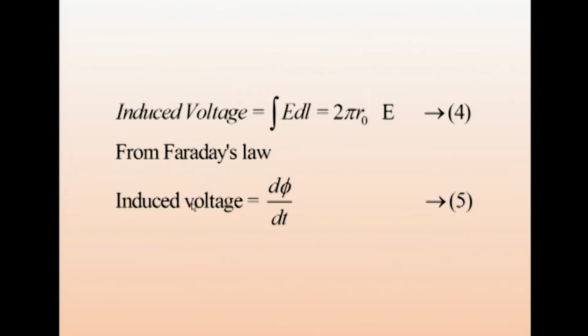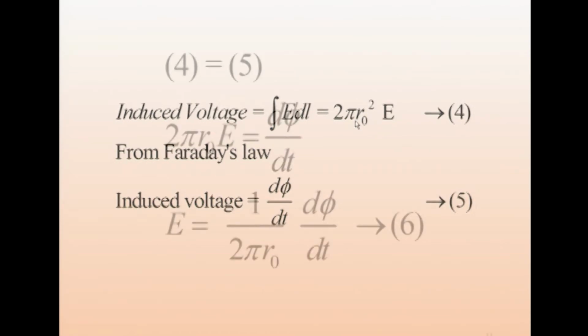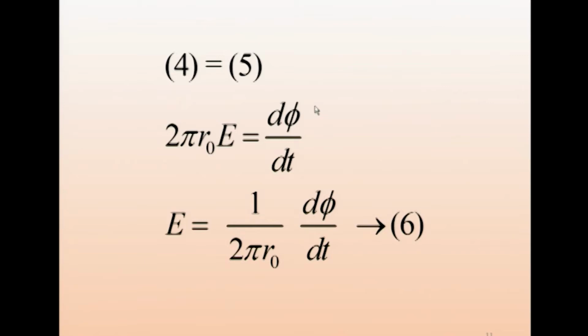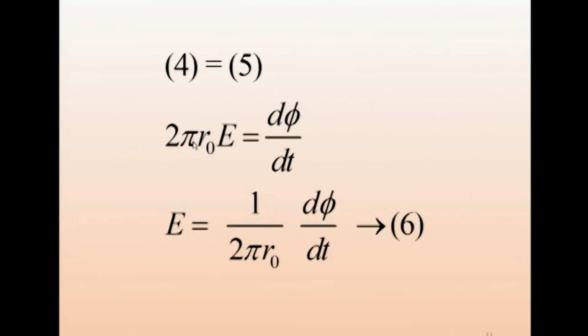From Faraday's law, induced voltage equal to d phi by dt. That is Faraday's law, the rate of change of flux. Now, I can equate these two. So, keep in mind this expression; the next expression we will be writing. So, 2 pi r naught E equal to d phi by dt. This E into integral dl is nothing but 2 pi r naught. So, 2 pi r naught into E is equal to d phi by dt, that is what we get here, and this E I can rewrite. We get this equation 6. So, this is the expression for electric field E.